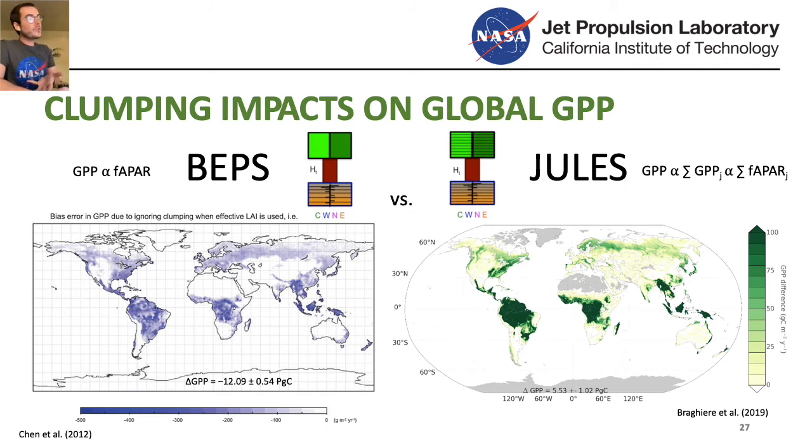Now, JULES is a multi-layer canopy. So JULES is somehow related to the sum of GPPs in different layers, and these GPPs in different layers are proportional to the FAPAR in those layers. So when you add gaps, you change the illumination. Although the global FAPAR goes down, the global GPP goes up.